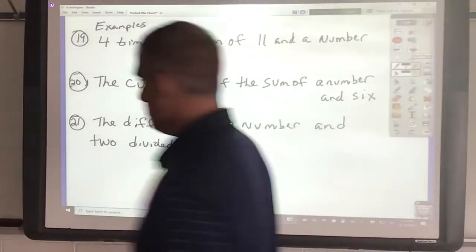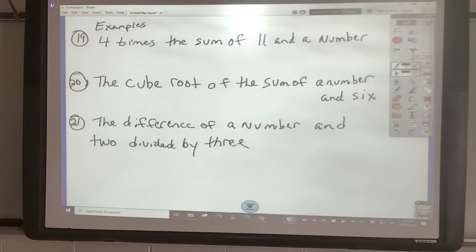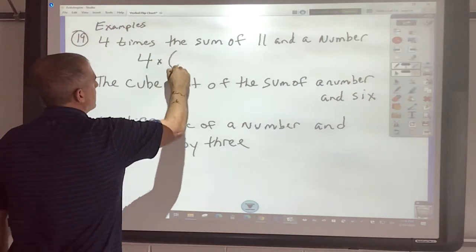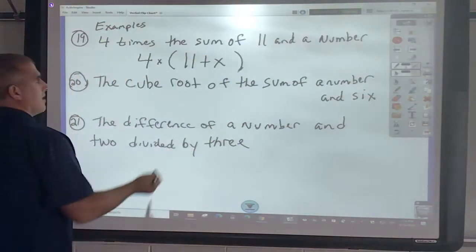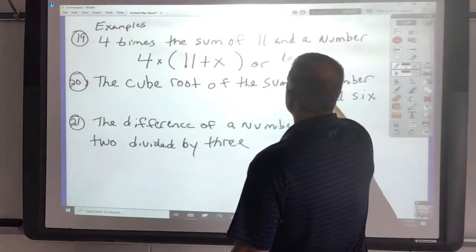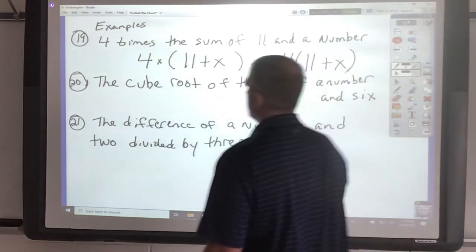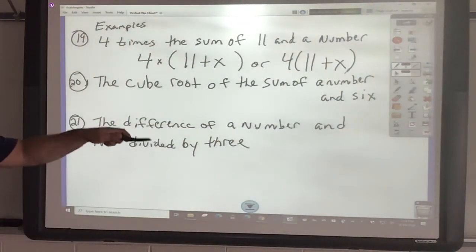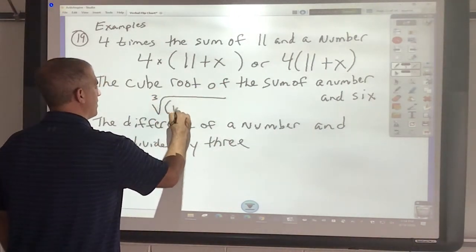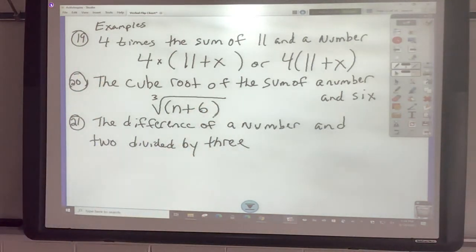Okay, let's go through these together. Okay, 4 times the sum of 11 and a number. So I see like multiple operations taking place. 4 times the sum of 11 and a number. You can write it like that, or, whoops. That is fine, okay? The cube root of the sum of a number and 6. So cube root immediately tells me this, okay? The sum of a number and 6, okay? The difference of a number and 2 divided by 3, okay? The difference of a number.